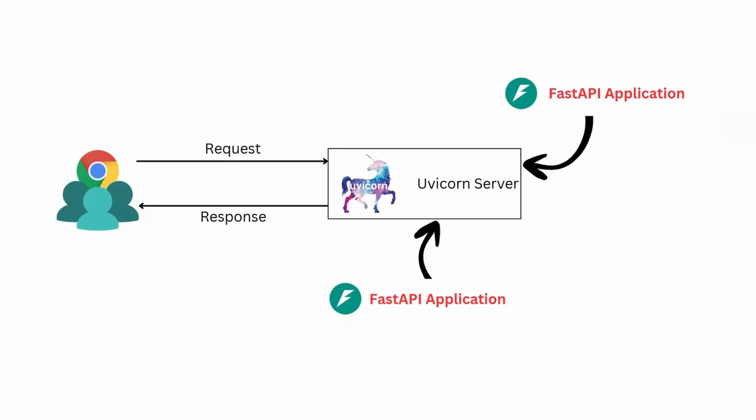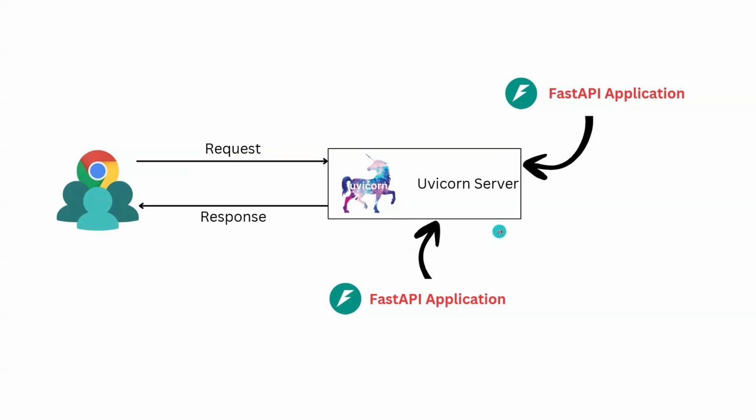Now, to build a web application in Python with FastAPI, you need something called a server to run your app and handle requests from users. This is where Uvicorn comes into the picture. Uvicorn is a lightweight, high-performance ASGI server. ASGI stands for Asynchronous Server Gateway Interface, which is a common standard for Python web apps that supports async programming.